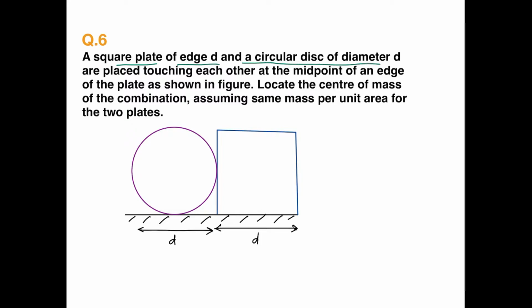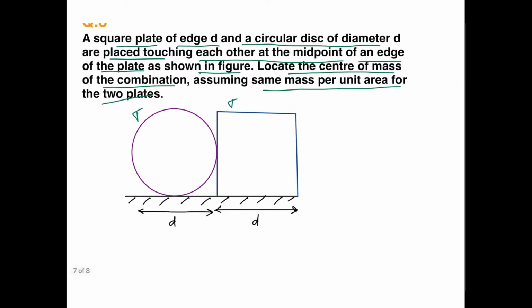So in this question we are given a square plate of side D and a circular disc of diameter D placed touching each other at the midpoint of an edge of the plate, as shown in the figure. We have to locate the center of mass of the combination, assuming the same mass per unit area for the two plates. That means both have the same mass per unit area, sigma.